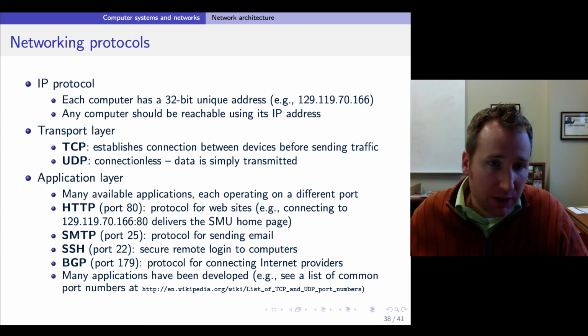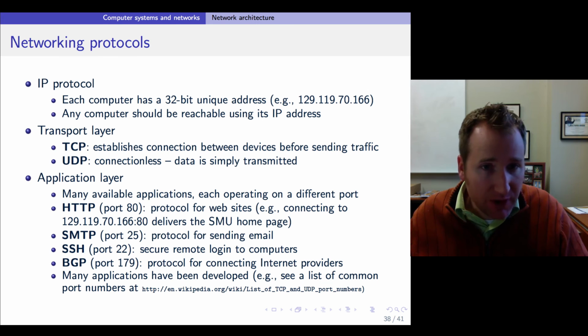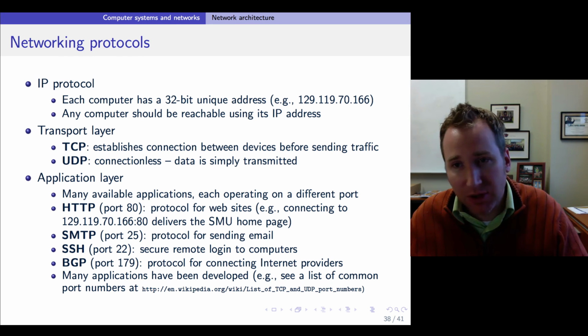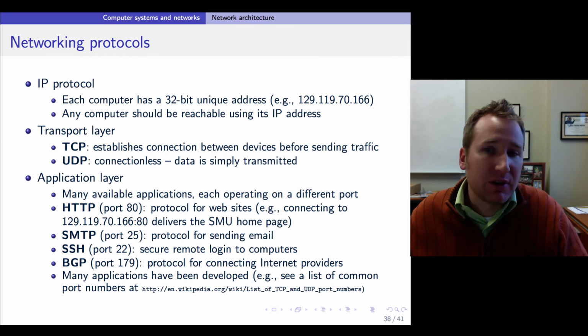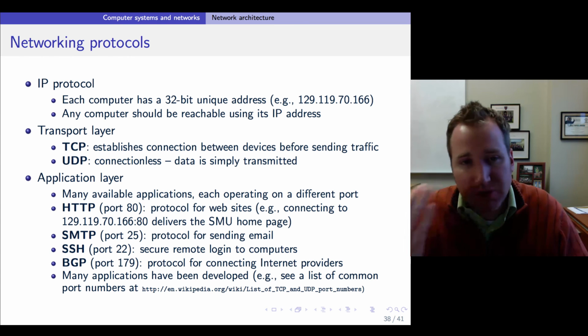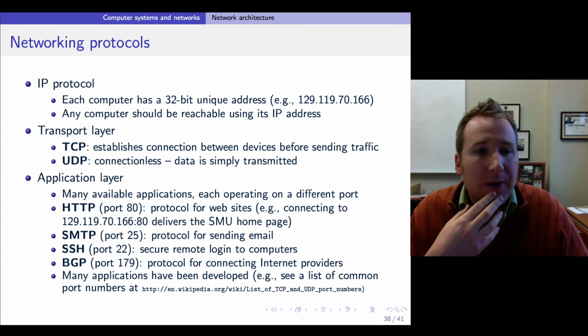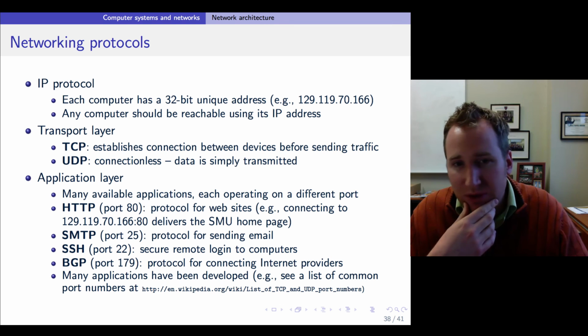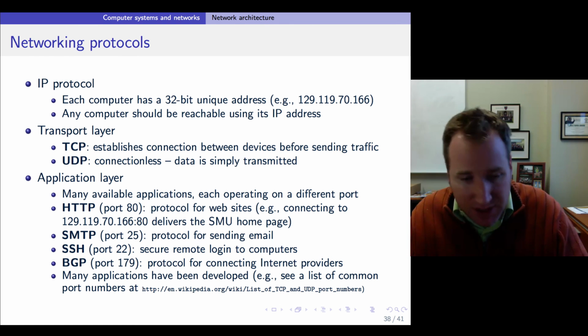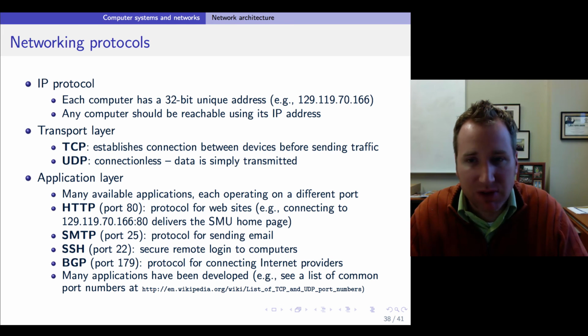So, what is the IP protocol? Well, in IP version 4, every computer has a 32-bit unique address, such as the one I indicated here. So you have four numbers, each from 0 to 255, which is 8 bits. So 8 bits times 4 is 32 bits. And so any computer should be reachable using its IP address. On the entire internet, everyone has a public IP address, and you can find it.